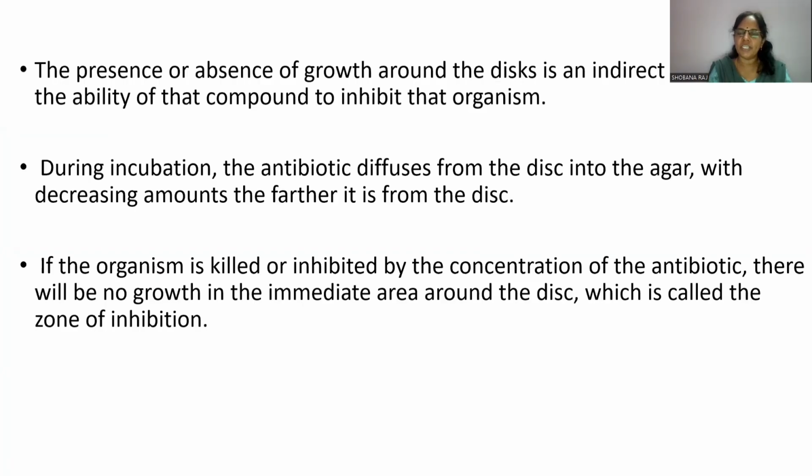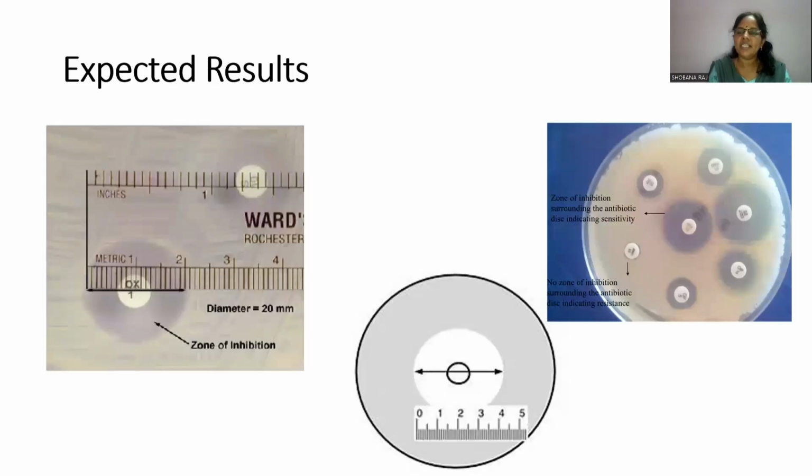During the incubation, the antibiotic diffuses from the disc into the agar with decreasing amounts the farther it is from the disc. If the organism is killed or inhibited by the concentration of the antibiotic, there will be no growth in the intermediate area around the disc, which is called the zone of inhibition. So this is the expected result.